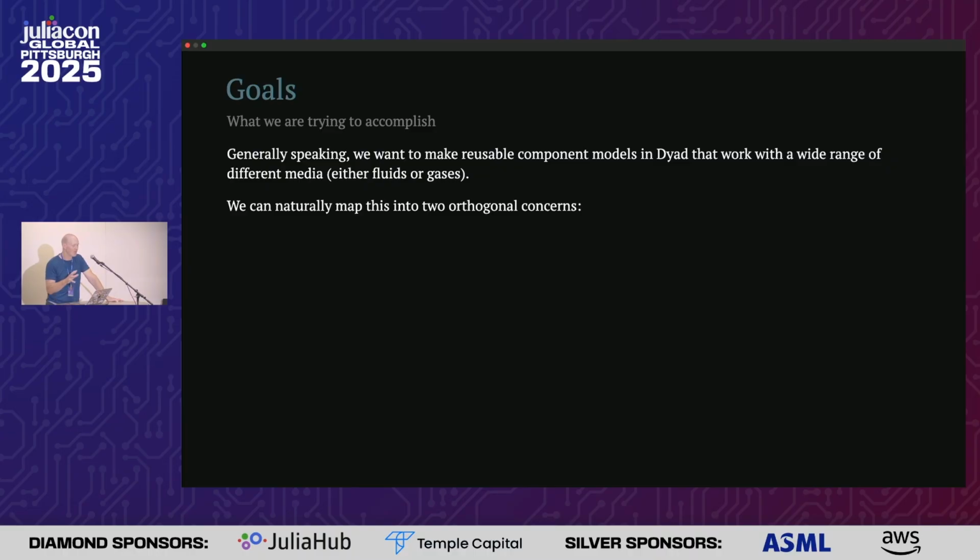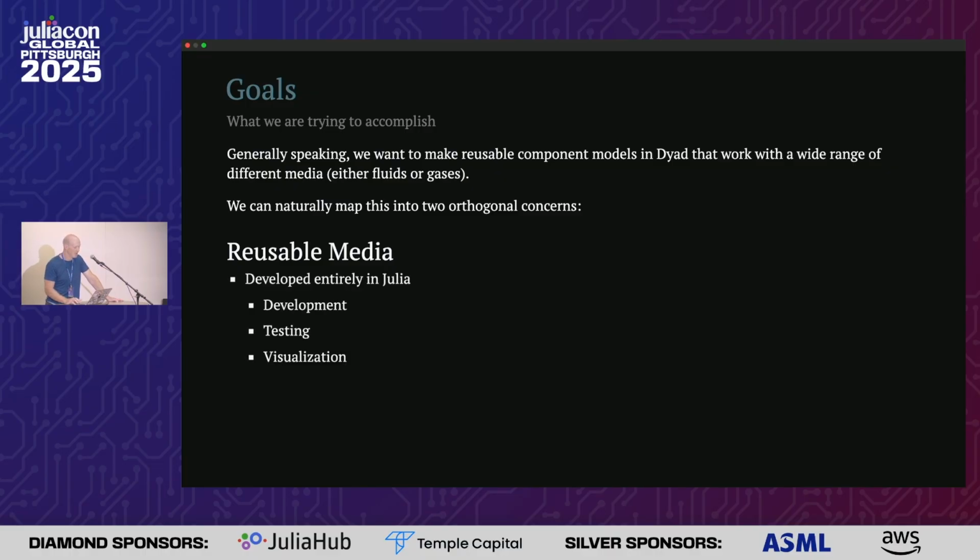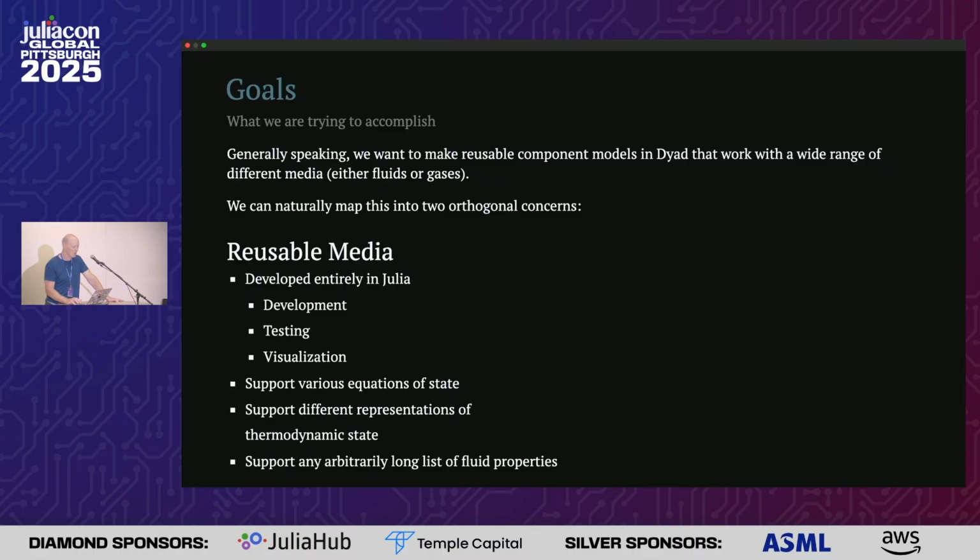And so we can map this into two concerns. The first one is creating reusable models of media, and by media I just mean fluids, liquids, gases, things like that. What I like about our approach is that the media libraries are developed entirely in Julia. That includes the development of them, the testing of them, and the visualization of them. The abstractions that we have allow us to support a wide range of different equations of state and different thermodynamic states. I'll show examples of this, so you'll see what I mean.